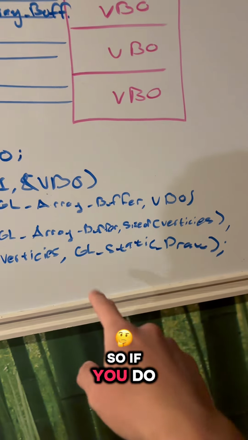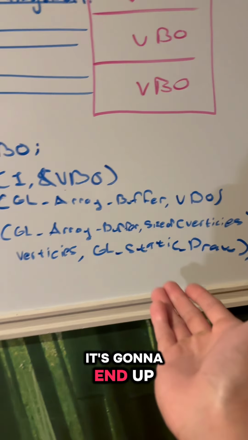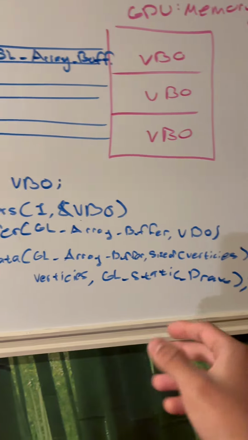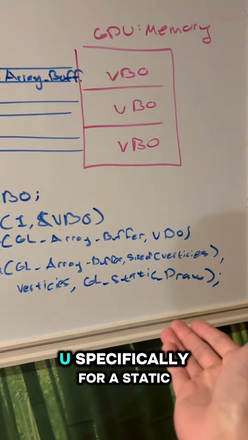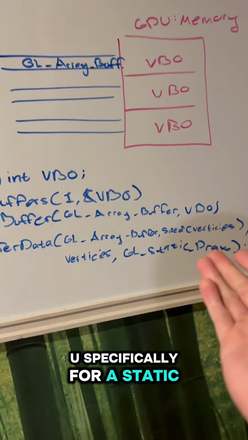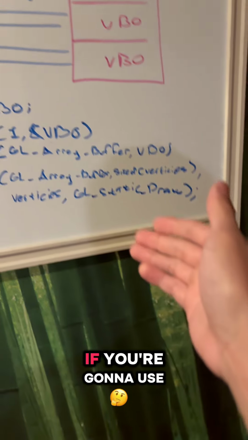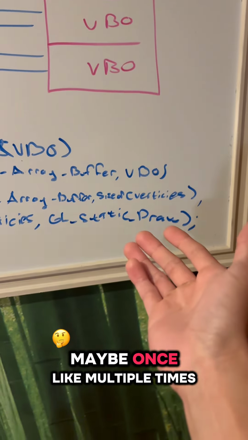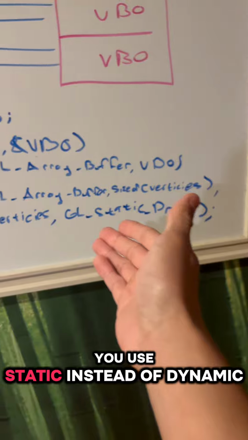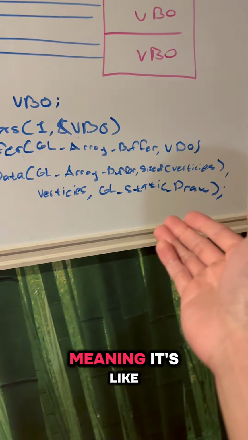So if you use GL_STATIC_DRAW, it's going to end up putting it in a certain space in the memory in the GPU, specifically for static objects. So if you're going to use it once, or multiple times without changing it, you use static instead of dynamic, meaning it's constantly changing. So yeah, that's basically it.